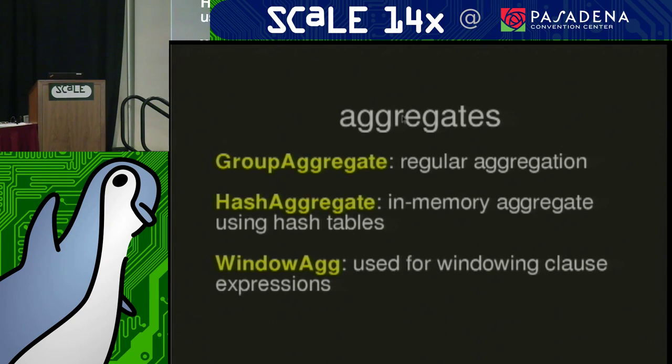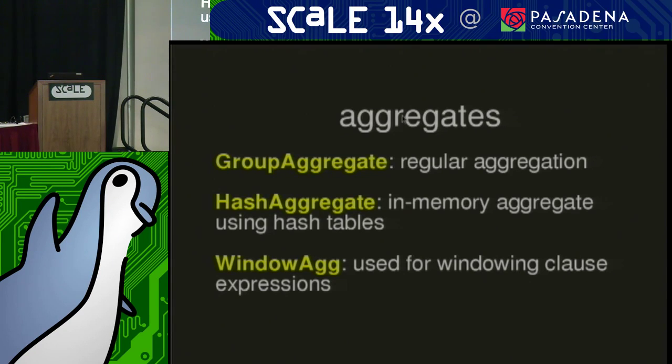Sum, total, average, median, standard deviation, all kinds of other things. So when you see group aggregates, that's our basic aggregate. Again, fastest way to do things on small row sets. Just go ahead and add up the values, and when they don't repeat, do a new value and that sort of thing.